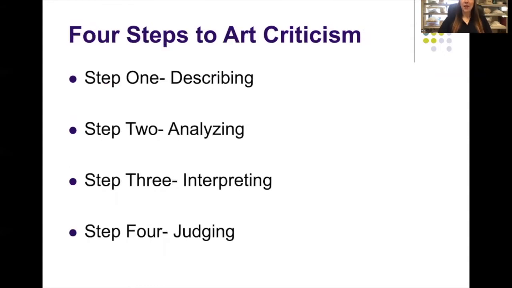There are 4 steps to art criticism. Step 1 is describing. Step 2 is analyzing. Step 3 is interpreting. And step 4 is judging. Take a moment to pause the video here and write out the 4 steps of art criticism, pretty much exactly how they are on the slide. Make sure that you leave space for you to write an explanation for each one of the 4 steps.